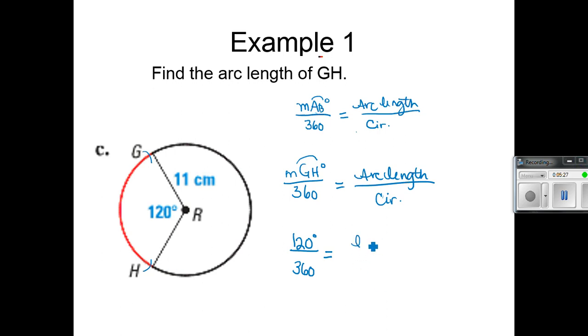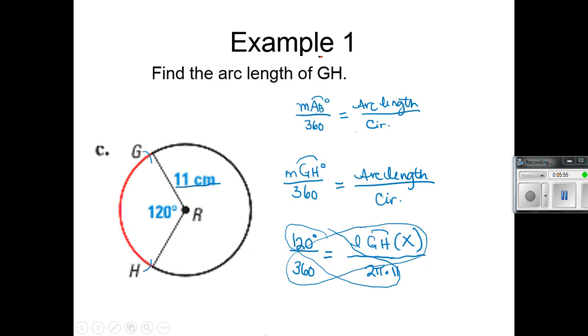So the length of GH, we just call that an X, over the circumference. Well, the circumference of this would be 2 pi times 11, right? Because circumference is 2 pi r, and we know the radius is 11. So we can go ahead and cross multiply, okay?